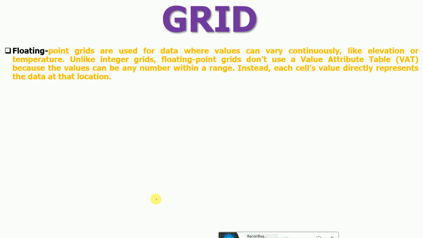Now, this is the integer type of the grid. Now the floating type of the grid. Floating point grids are used for data where values can vary continuously, like elevation or temperature. Unlike integer grids, floating point grids do not use a value attribute table because the value can be any number within a range. Instead, each cell's value directly represents the data at that location.